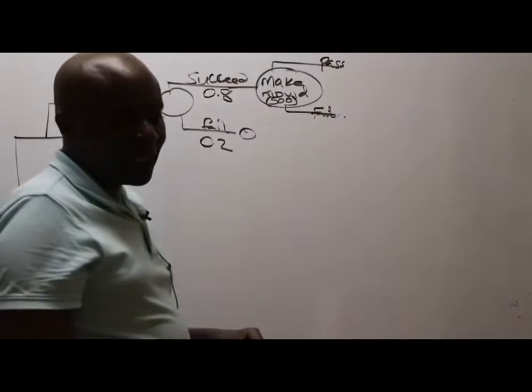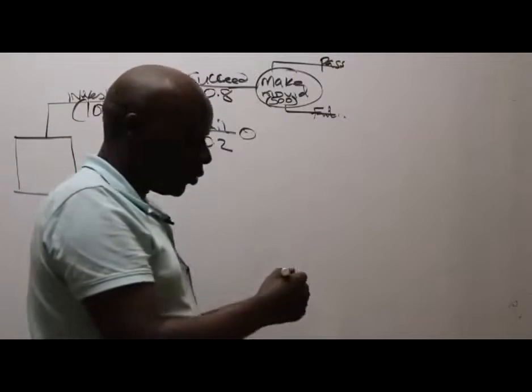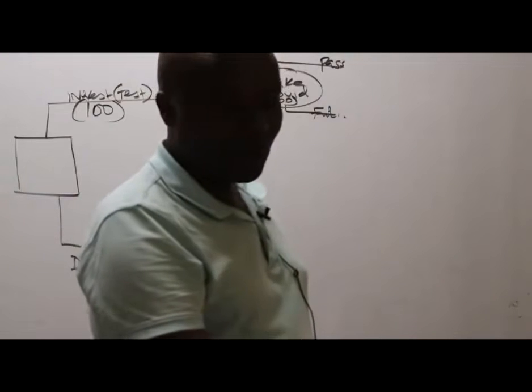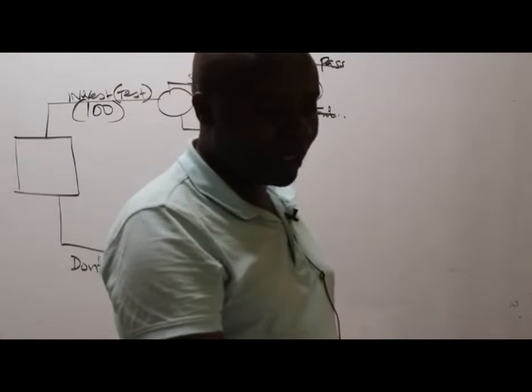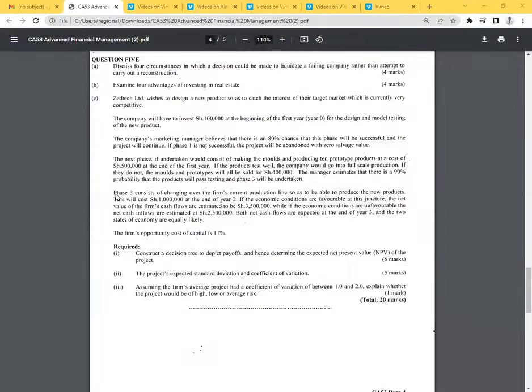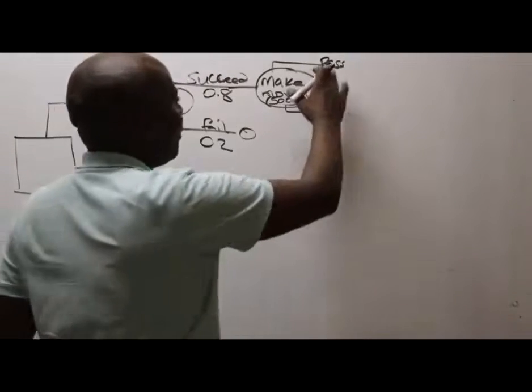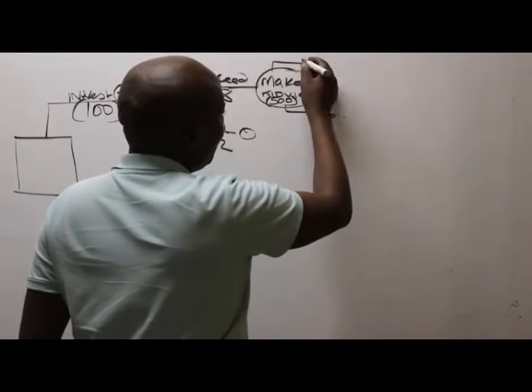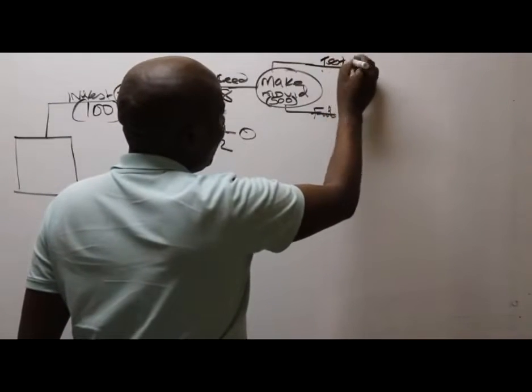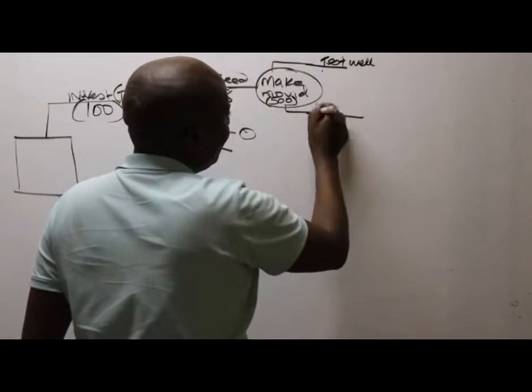They fail the test. So it's either they pass the test, or they fail. Always use the language given by the examiner. Like now here he has told us that if the products test well, right? So it's about testing well. If they test well, the company will go into full-scale production. If they do not, the molds and the prototypes will all be sold for what here? So it is either these prototypes test well, or they test otherwise. So it's important to use the language used by the examiner. They could either test well or test bad.